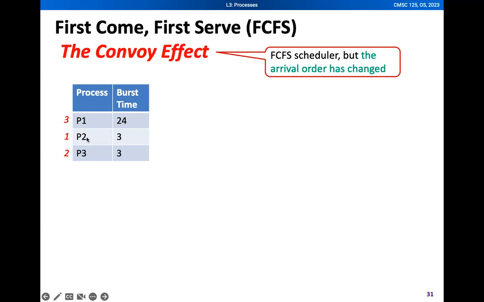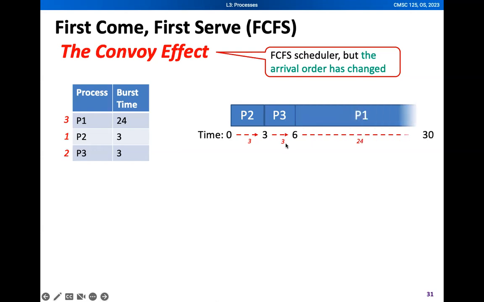So in this case, P2 gets to execute first since it arrived first as well, and P2 has a burst time of 3 milliseconds. What about the next process? The next process that will be executed is P3, since it arrived second, and it also executed for 3 milliseconds, followed by P1, which arrived last and executed for 24 milliseconds.